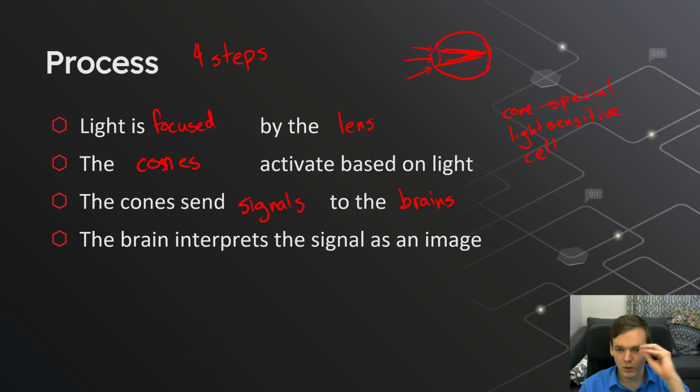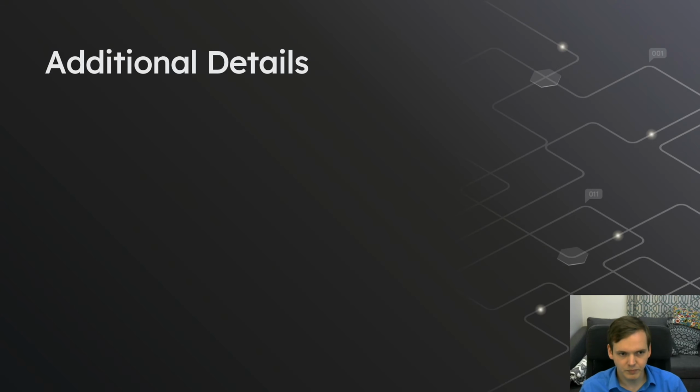So light gets focused by the lens in your eye, and that lens focuses it onto the cones at the back of the eye. Those cones absorb the light and say, here's how bright the light is. They send that signal to the brain, and the brain interprets that signal as an image.